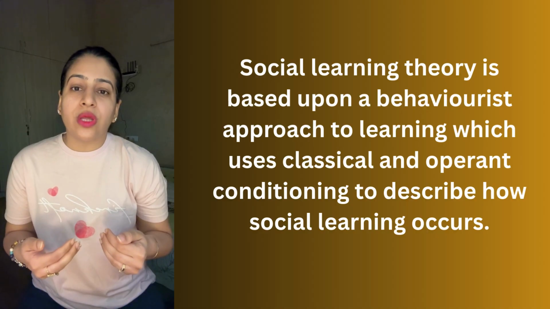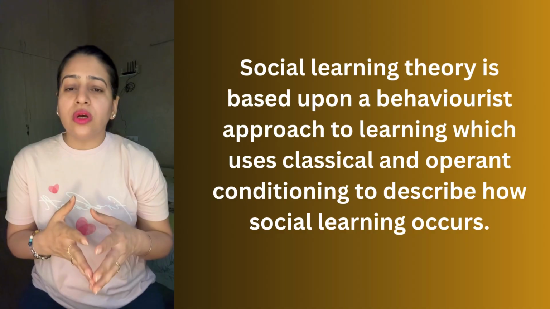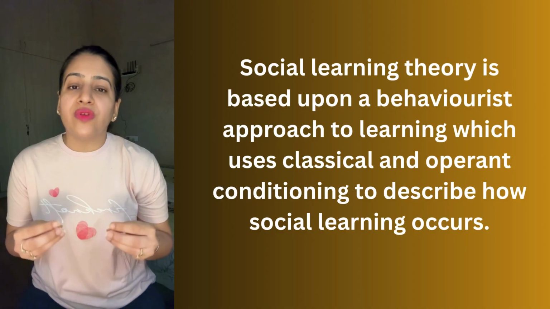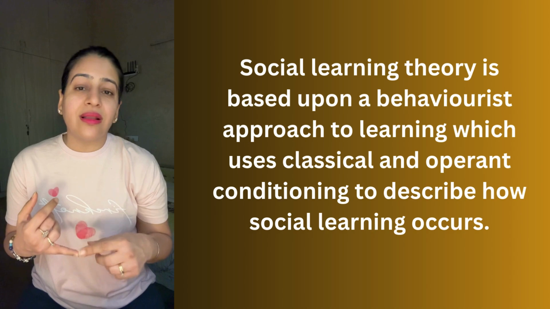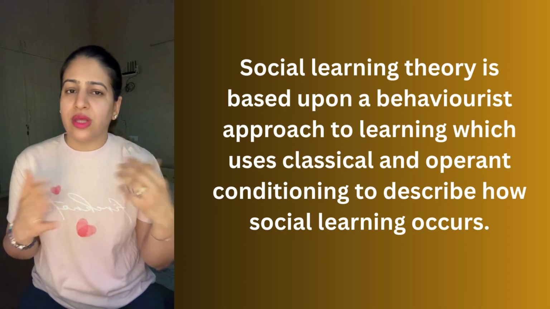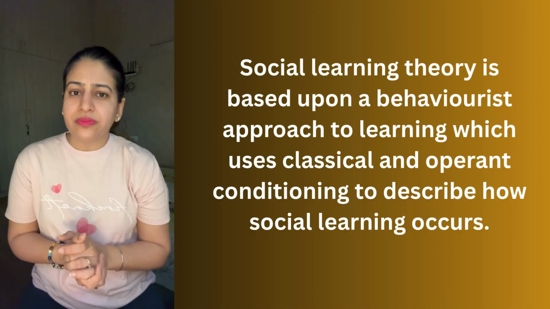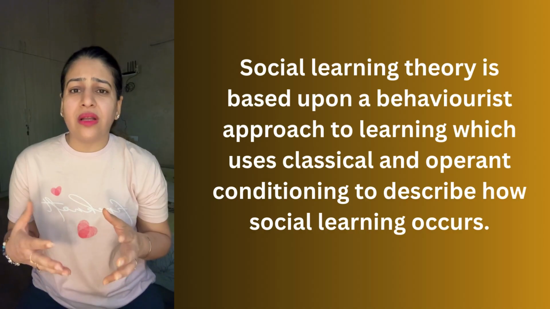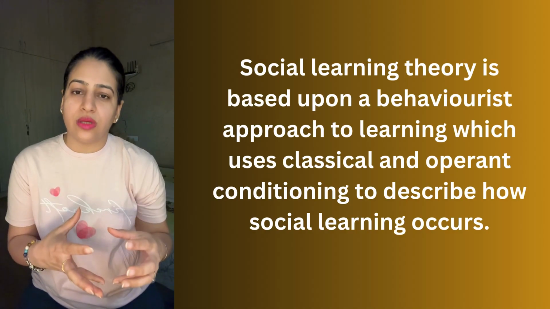Social cognitive theory began in the 1960s as social learning theory. Social learning theory is based upon a behavioristic approach to learning which uses classical and operant conditioning, for which there is another video, to describe how social learning occurs. Now, the behaviorists believed that learning was simply a matter of conditioning a response from a stimulus.